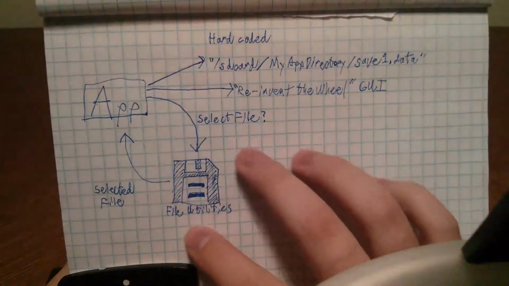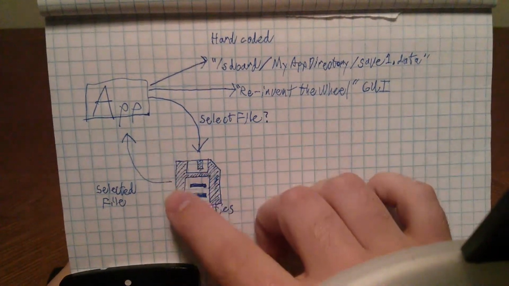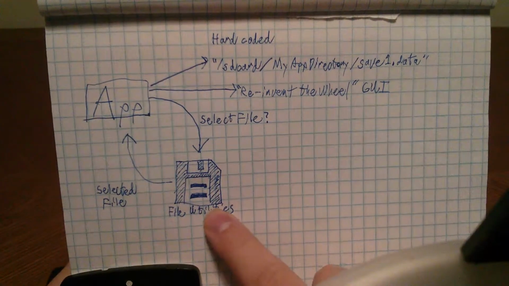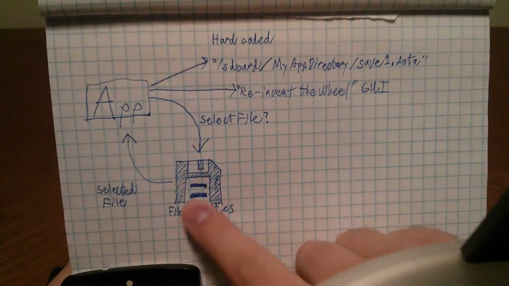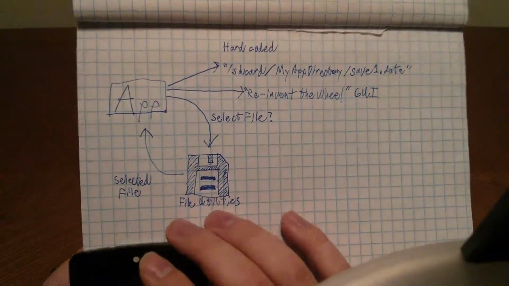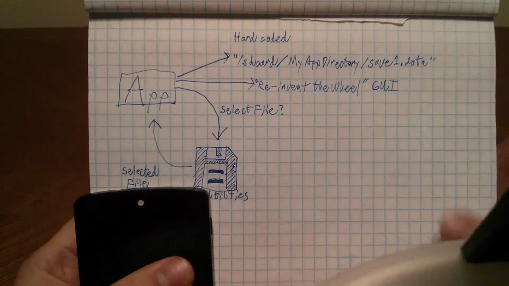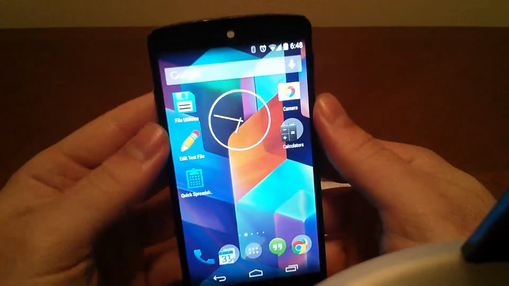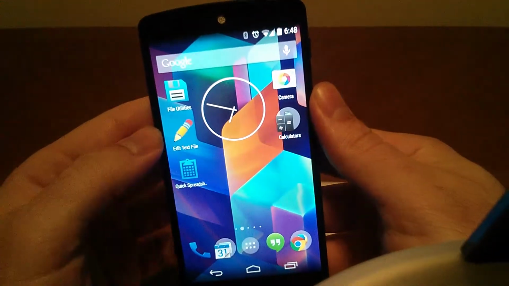But at its core, File Utilities allows an app to select a file, and once a user goes through the GUI and picks out a file, it will then return back to the calling app in the onActivityResult method. Here's a quick demonstration of an app that uses this functionality.